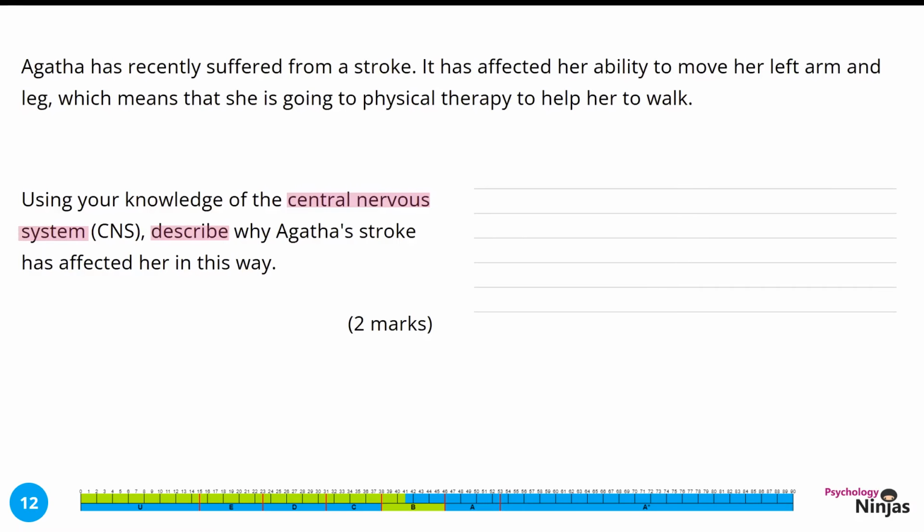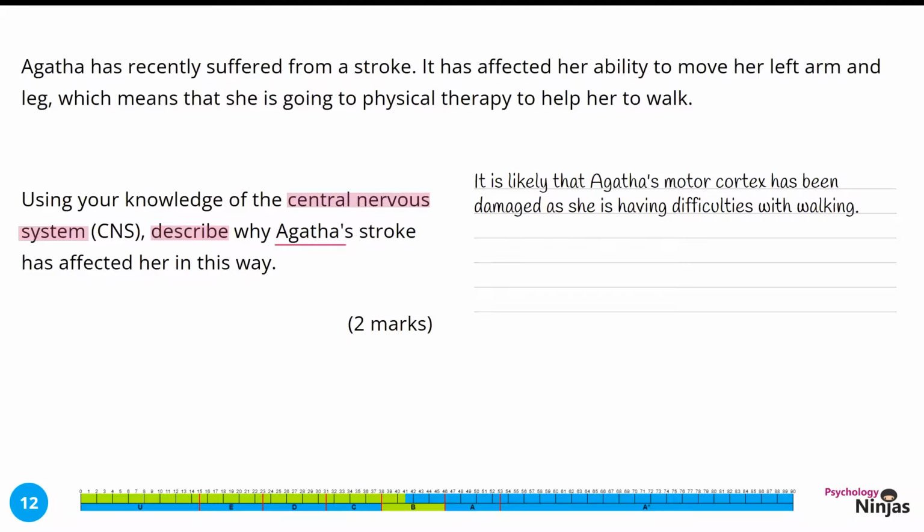As this is a STEM question, all of our marks need to be linked back to Agatha, so we need to use 2 parts of the STEM for our 2 application marks. Let's explore our response. It is likely that Agatha's motor cortex has been damaged as she is having difficulties with walking. We've identified the role of the motor cortex, but it's more important here that we've talked about her difficulties with walking. We can tick this off in terms of our STEM to show our application skills. We want 2 different parts of the STEM for our 2 marks for application. Let's move on to our second mark.